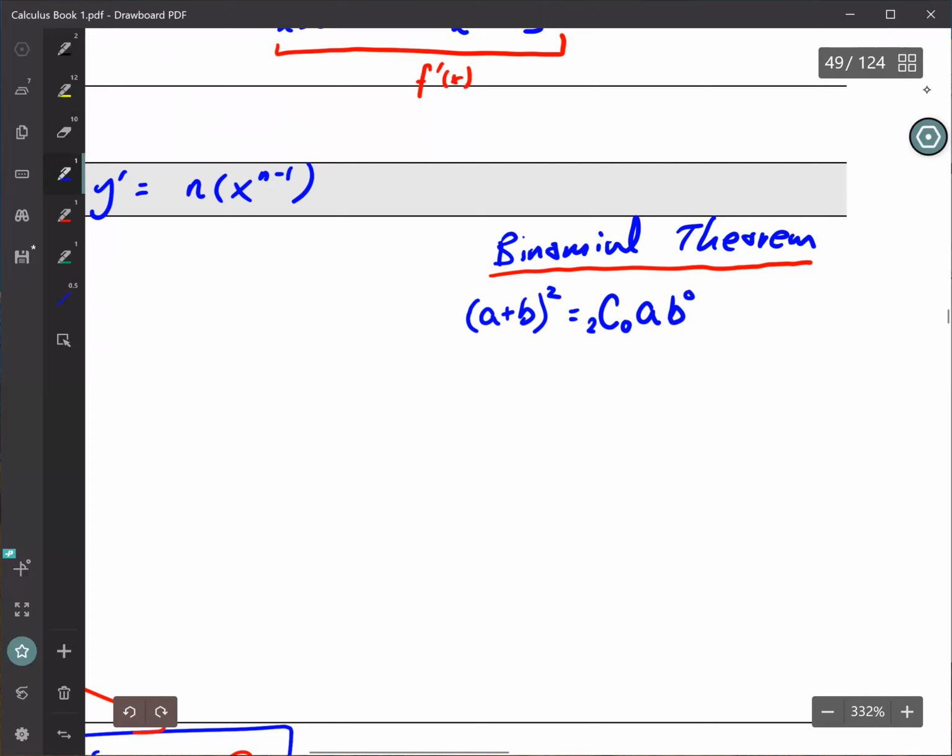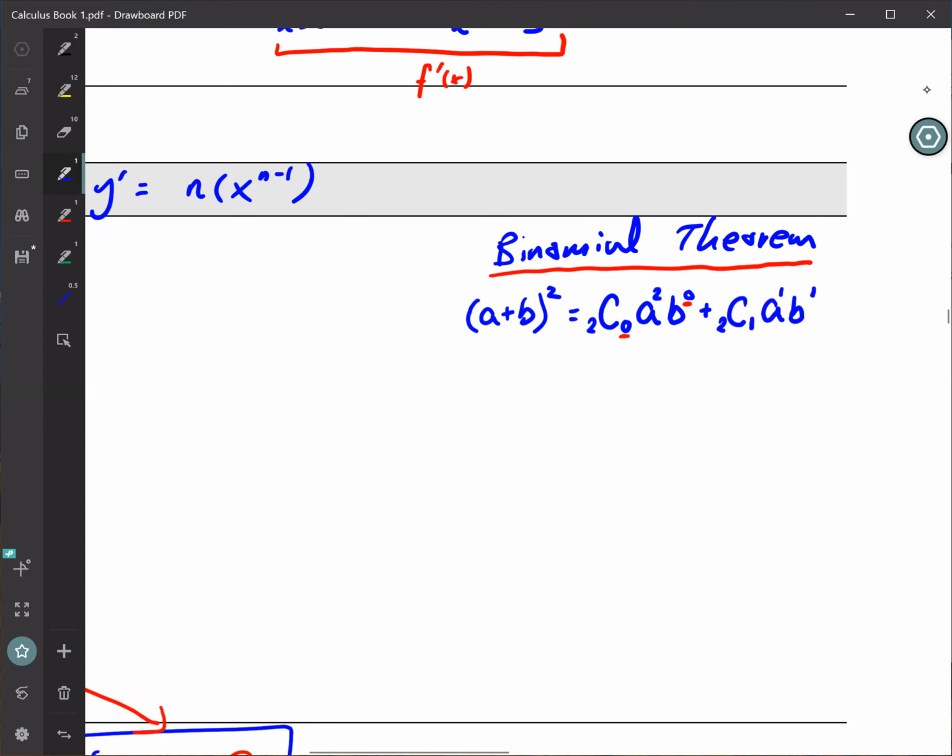A has an exponent of 2. Okay, and then you continue adding. You keep changing the exponent and the number after the c. Keep increasing until it becomes 2, going up by 1 each time. So it'll be 2c1, a b to the 1, and then this part will be 1. So the exponents have to add up to 2.